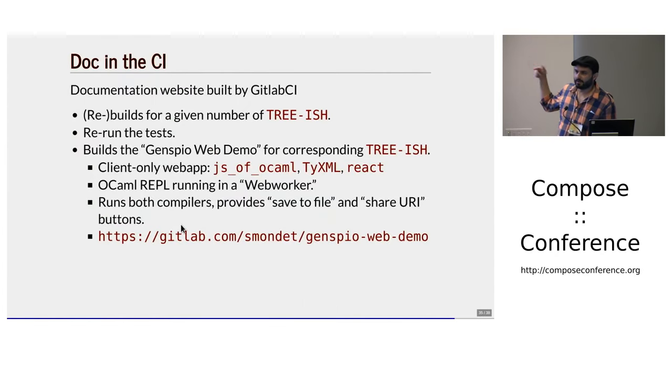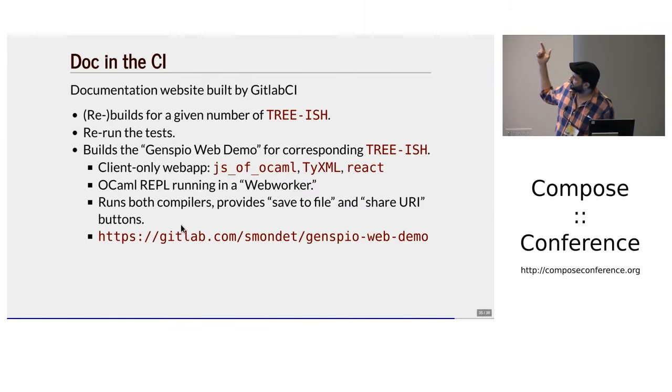The doc is also built by the CI for even older versions of the library. Or you can also make the website for the given branch you want when you're developing. It also builds that web demo. So I don't know if you saw the examples before, there was a try online button.